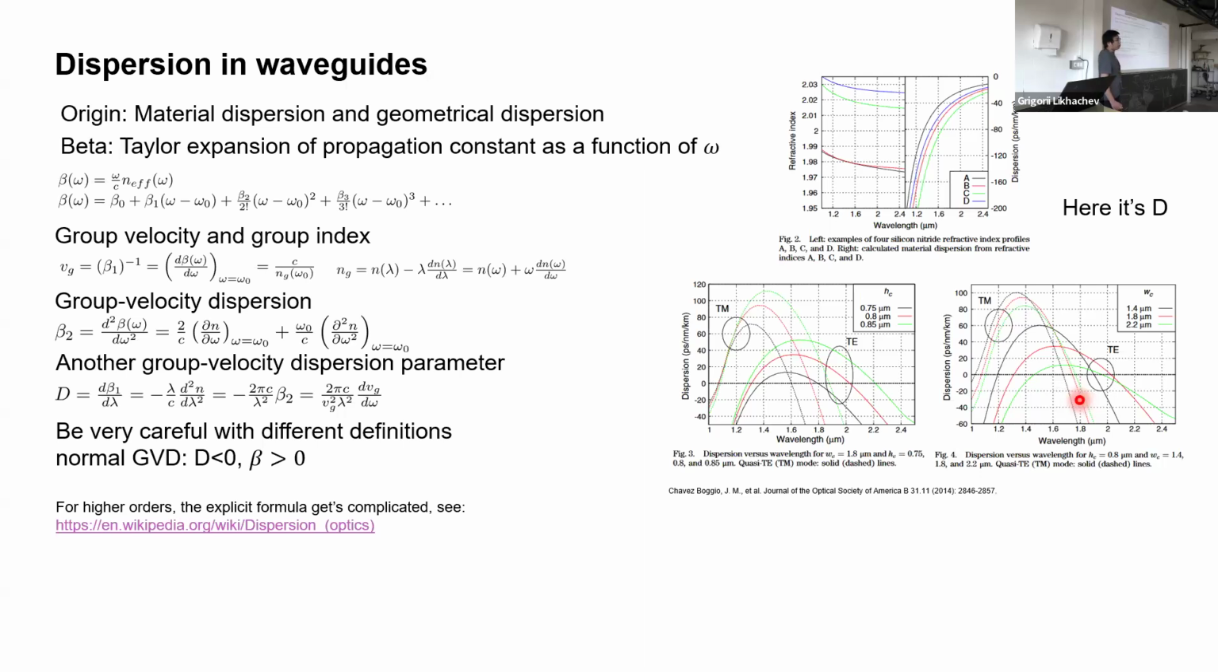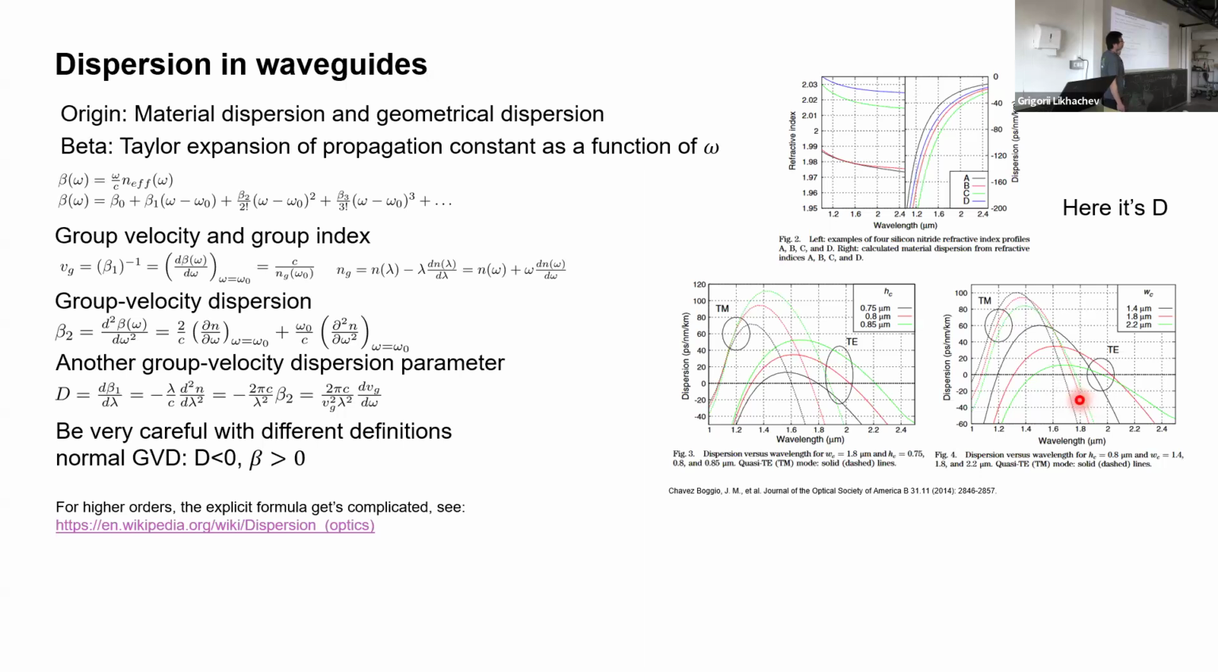You can do a Taylor expansion in the omega parameter centered at some center wavelength, and then write the parameters as beta 0, beta 1, beta 2. In most cases, we are concerned about beta 2, which is called the group velocity dispersion. Beta 1 is basically the group velocity, which I think most of you are familiar with.